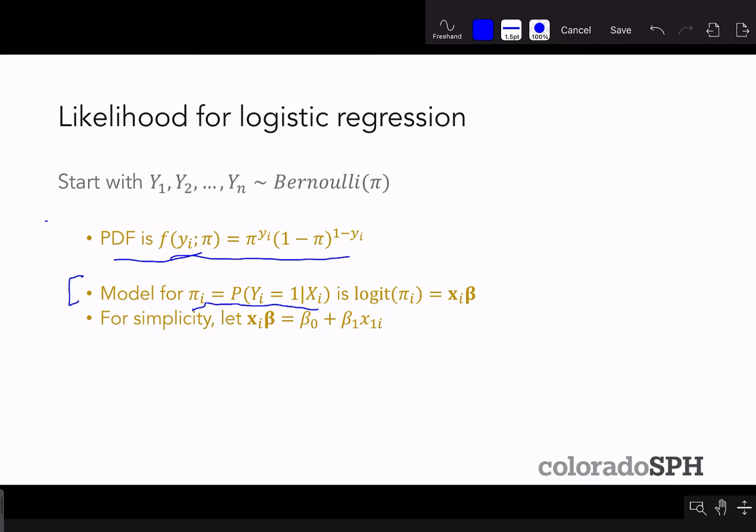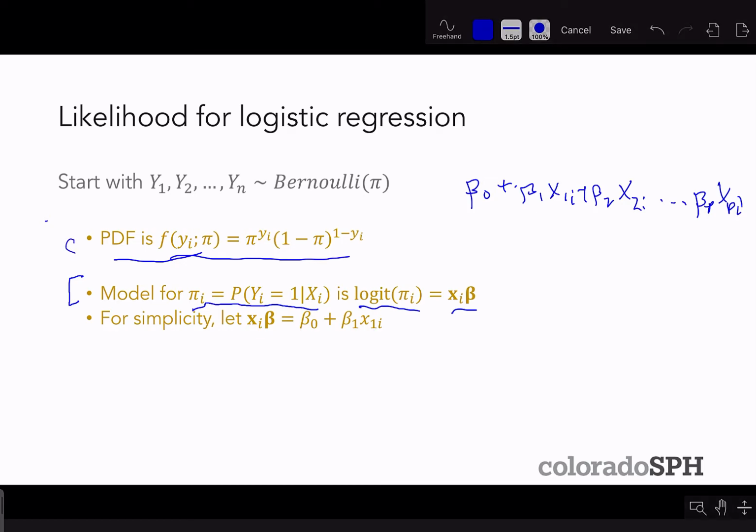And that is this logit model that we talked about in the last lecture, where logit of pi i is equal to xi beta. This is just in matrix notation here, where it is beta 0 plus beta 1 x1i plus beta 2 x2i all the way up until beta p xpi.